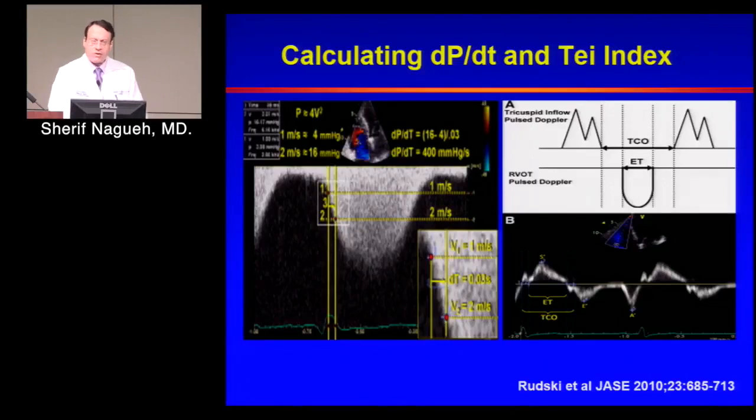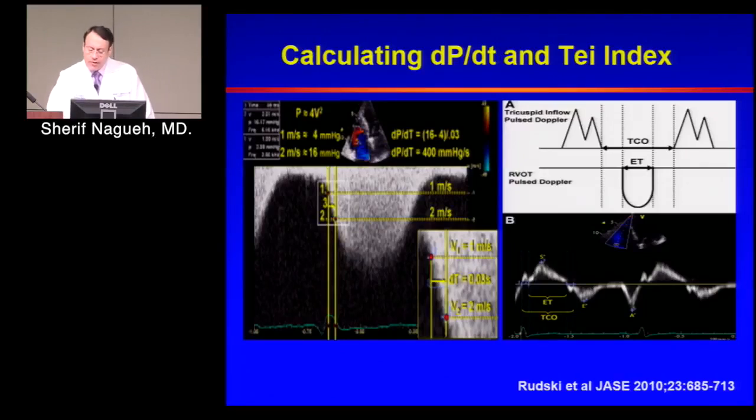Where you may see it is in some research studies. On the other hand, some labs use the Tei index or the myocardial performance index more frequently. Before we say how we measure it, I want to emphasize that the myocardial performance index is made up of 3 measurements: the ejection time, from here to here, the isovolumic contraction time, and the isovolumic relaxation time.